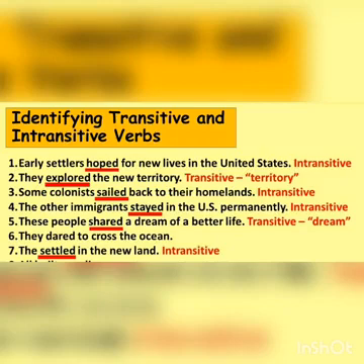Identifying transitive and intransitive verbs. Early settlers hoped for new lives in the United States. This is intransitive. They explored the new territory. This is transitive, as the object is territory. Some colonists sailed back to their homelands. This is intransitive. The other immigrants stayed in the US permanently. This is also intransitive.